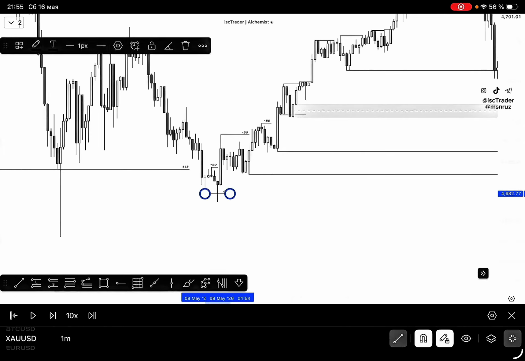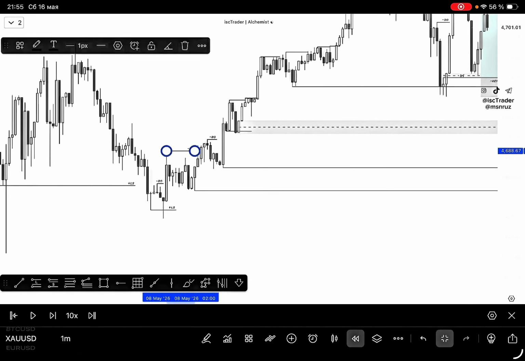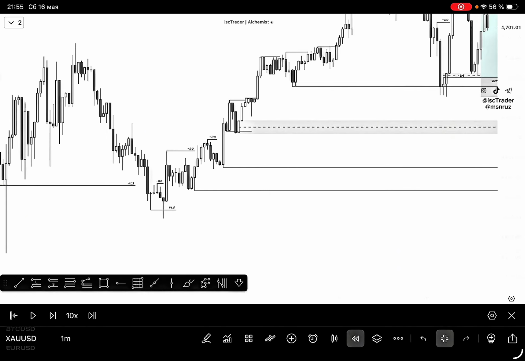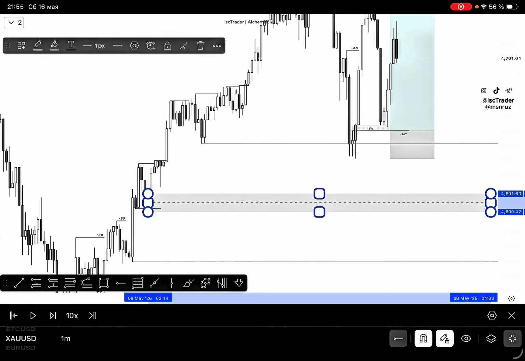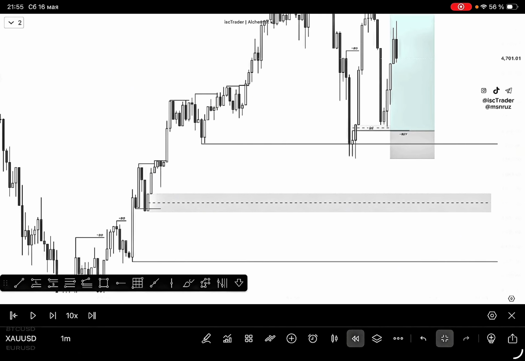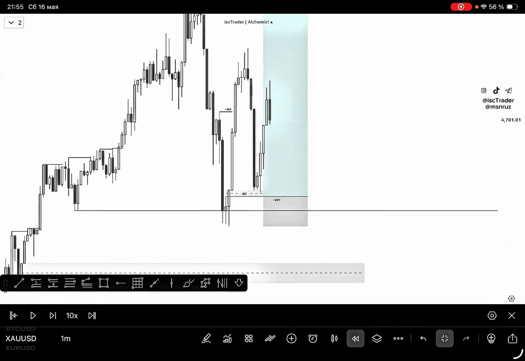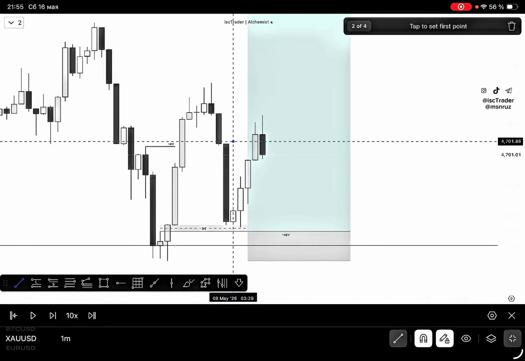Breakout. Liquidity sweep breakout. This is the first confirmation. Second confirmation. Waiting for a breakout again. And the third confirmation. Inducement sweep and breakout. This is the third confirmation. Okay. The fourth confirmation is engulfing.